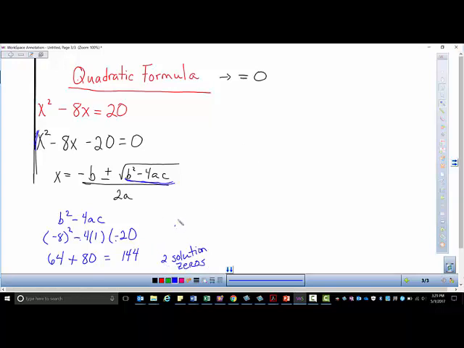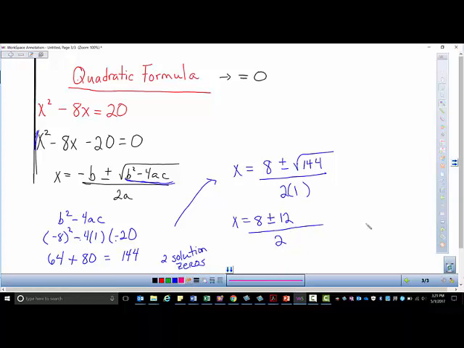Okay, so now I go back up to my formula right here. x equals the opposite of b, which would be positive 8, plus or minus the square root of 144 divided by 2 times a, which is 1. So I have x equals 8 plus or minus the square root of 144, which is 12, over 2. And remember, I'm going to get two answers. So I get 8 plus 12 divided by 2. 8 plus 12 is 20, divided by 2 is 10.